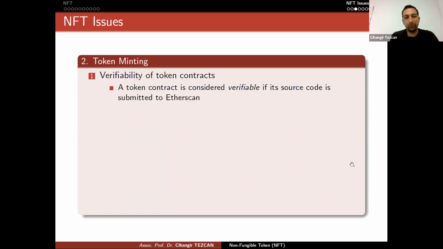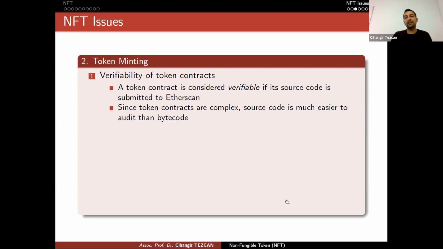Okay, so let's move on to the second issue, token minting. Verifiability of token contracts is very important. Let's talk about what is verifiable. A token contract is considered verifiable if its source code is submitted to Etherscan. You might say that if a smart contract is written on the blockchain, why are we also asking them to send the source code?